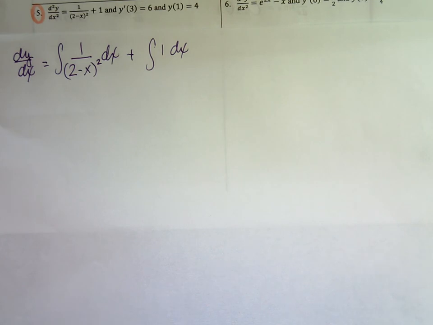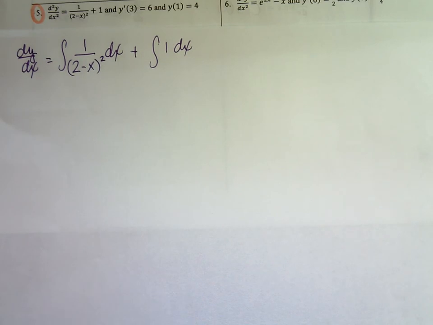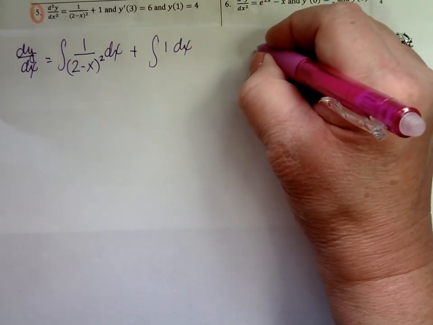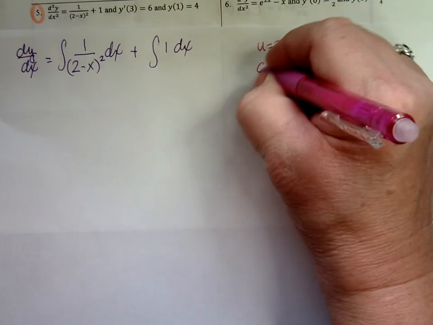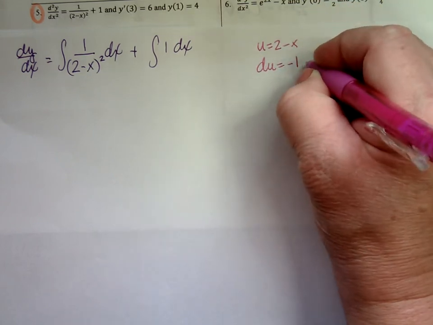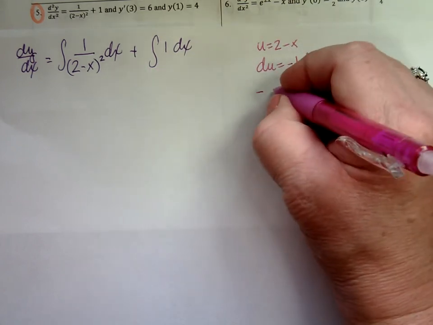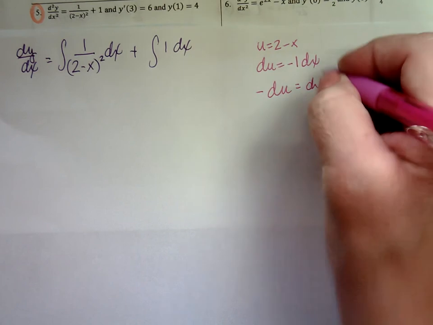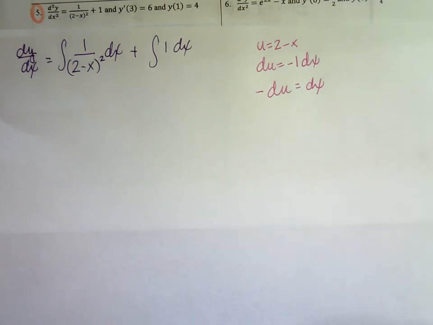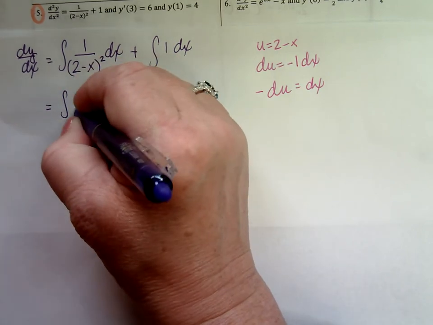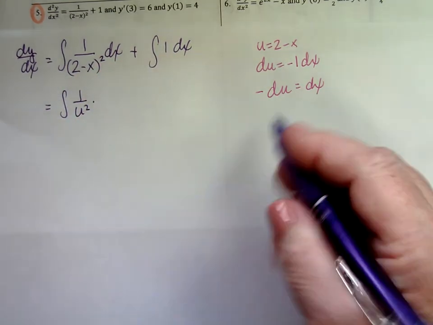There's no way around that first term using a u substitution on it. I should have done it on the left there if I had space, but I didn't. My u is going to equal 2 minus x. My du is going to equal negative 1 dx. I have not a negative 1, I have a positive 1, so negative du equals dx. I'm going to put that into my integral, and that means my integral is going to be 1 over u squared times negative, I'll put that out in front, du.